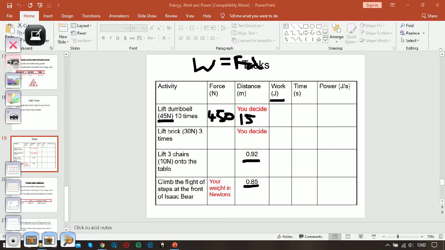Right, so I could do the work for each individual lift and then multiply it by 10. So I could do 450 times 1.5 and times that by 10, or I can do the distances all together. Now, the best practice would be to do each lift individually, right? So to do 1.5 times 450 and then add the 10 different lifts together, or multiply by 10, because they should be the same each time. But if you know it's the same each time, then there's no reason why you can't combine the distance.